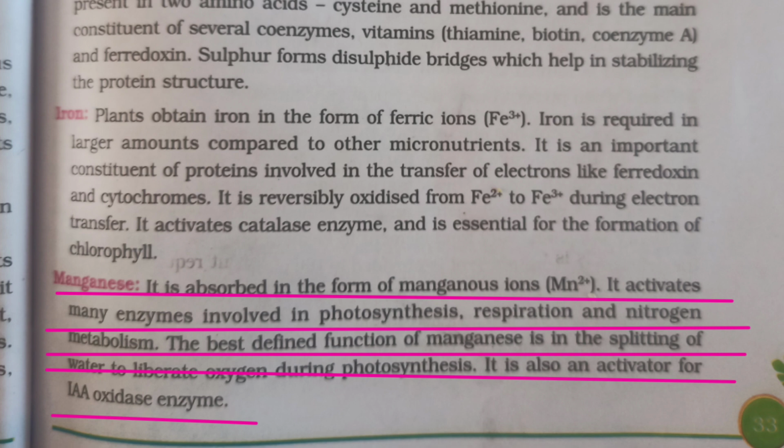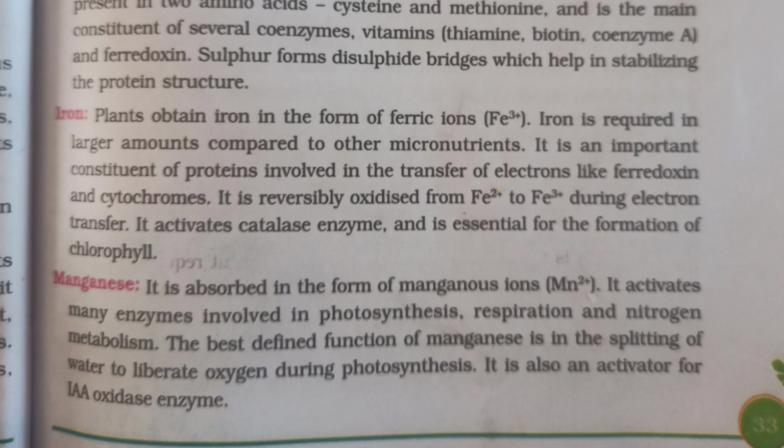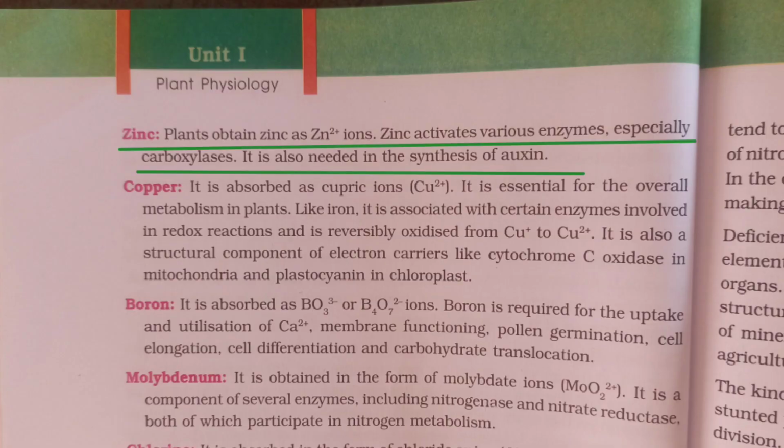Next, manganese. It is absorbed as the manganese ion Mn2+ and activates enzymes in photosynthesis, respiration and nitrogen metabolism. Manganese is involved in the splitting of water to liberate oxygen during photosynthesis. This is very important for NEET. Zinc. Plants obtain zinc as Zn2+ ions, which activate various enzymes, especially carboxylases, and are involved in synthesis of auxin.